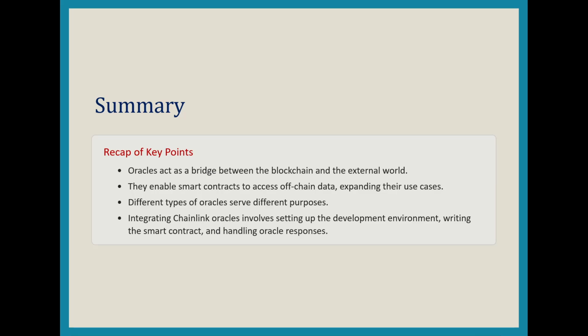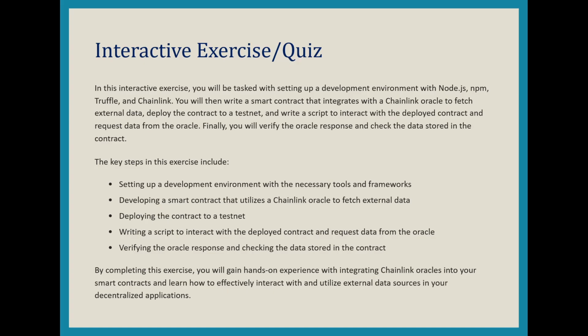And finally, an interactive exercise or quiz for you, right? So you'll be tasked with setting up a development environment with Node.js, NPM, Truffle, Chainlink, basically everything we have done so far, right? Then you'll write a smart contract that integrates with the Chainlink Oracle to fetch external data. Then you will deploy the contract to a testnet. You will write a script to interact with the deployed contract and request data from the Oracle. Finally, you will verify the Oracle response and check the data stored in the contract.